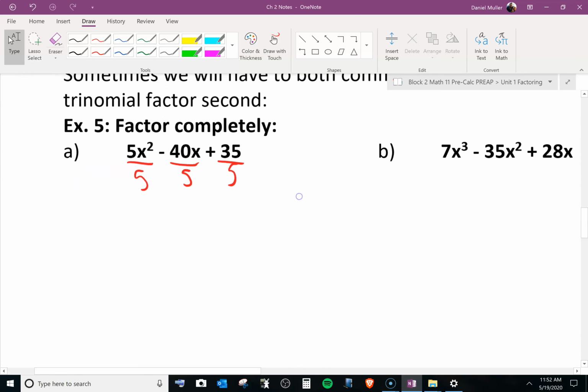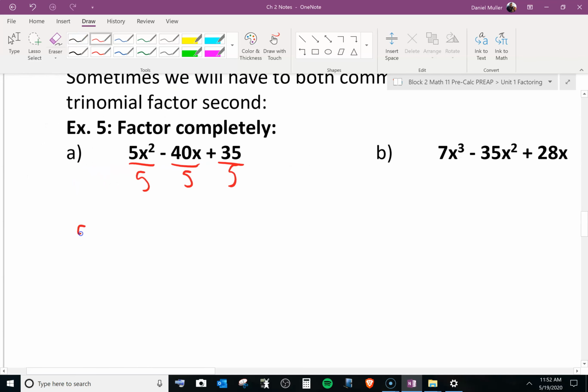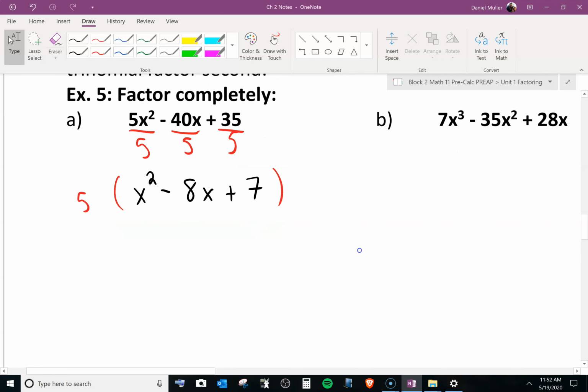I'm just going to zoom in here. So I can take out a 5, and I'm left with 5 over 5 is 1, so just an x squared. 40 over 5 is 8x. 35 over 5 is 7. And now that you've done that, you can actually factor this.